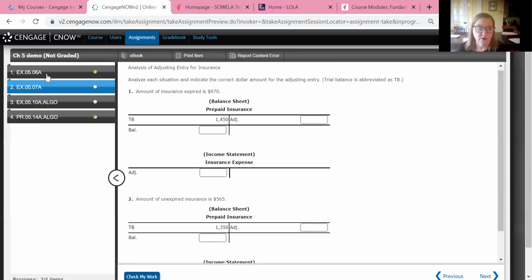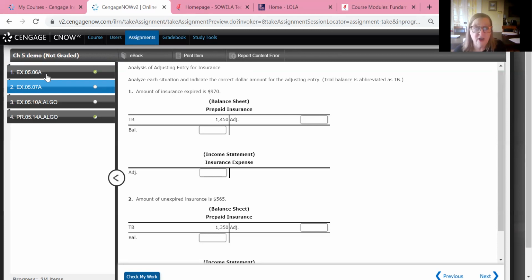So for this one, 2 parts again, because there's 2 ways they could tell you. The first one says the amount of the insurance expired is $970. So when they say how much expired, they're asking you to record that much as an expense, because prepaid insurance is unexpired when it's sitting in your prepaid insurance account.